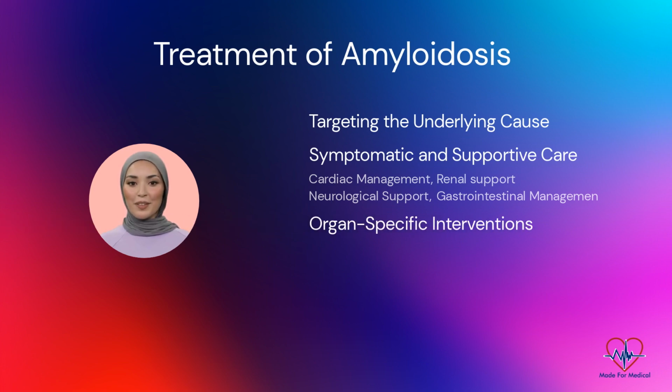Organ-specific interventions. In some cases, organ-specific interventions may be required to manage complications associated with amyloid deposition. For example, liver transplantation. In hereditary ATTR amyloidosis with significant liver involvement, liver transplantation may be considered to remove the source of the abnormal protein production.